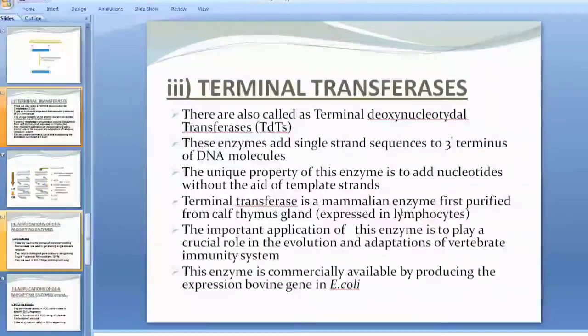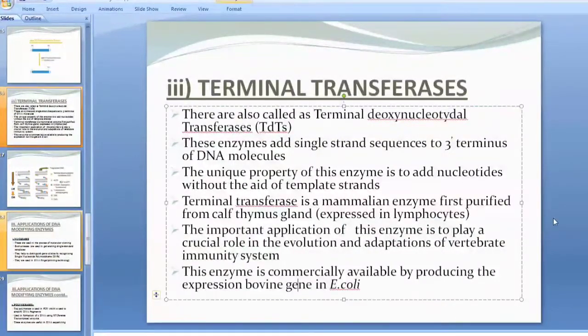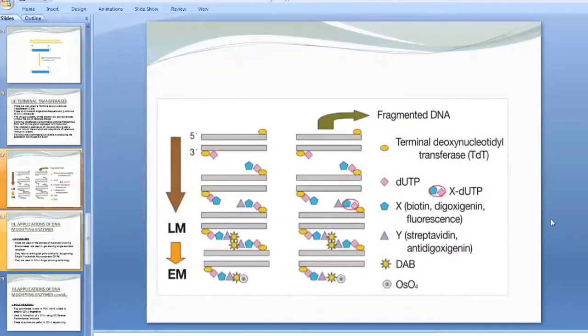Okay, these enzymes are first purified from a calf thymus gland, a mammal. Calf's thymus gland expressed in lymphocytes. These enzymes are also nowadays available commercially by producing the expression bovine gene in E. coli. Here you can see the terminal deoxynucleotidyl transferase in yellow color round. So they add nucleotide to the 3' end of that particular nucleotide.